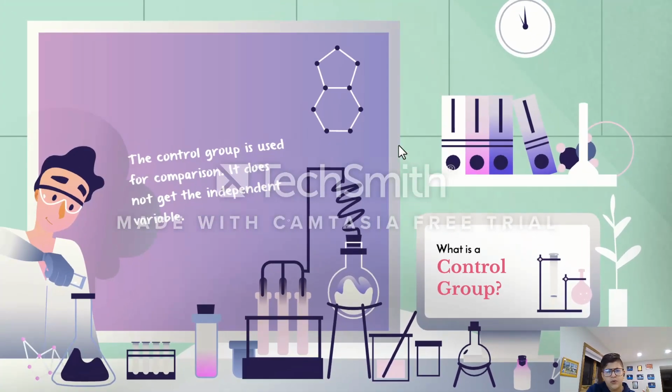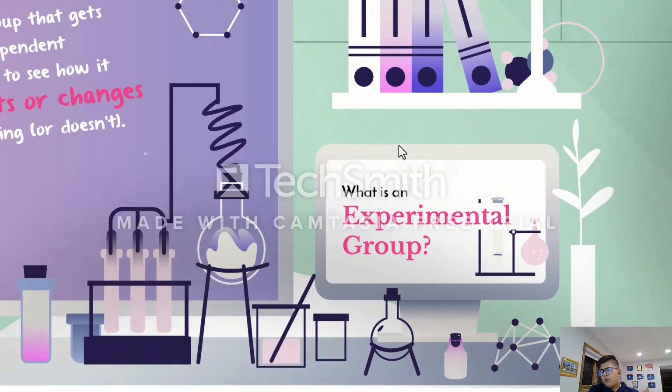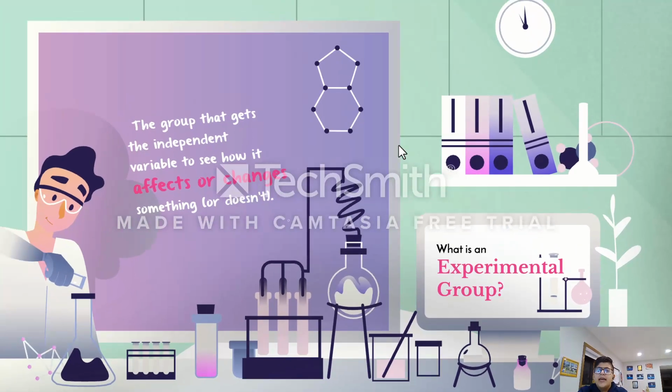What is a control group? The control group is used for comparison. It does not get the independent variable. So it's a group that is used for comparison and it does not get an independent variable. What's an experimental group? It's a group that gets the independent variable to see how it affects or changes something. Or it doesn't. It's up to what you are trying to change.